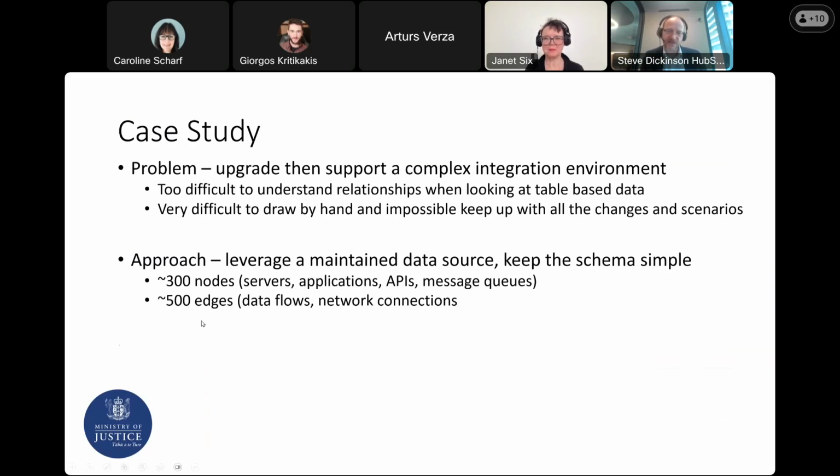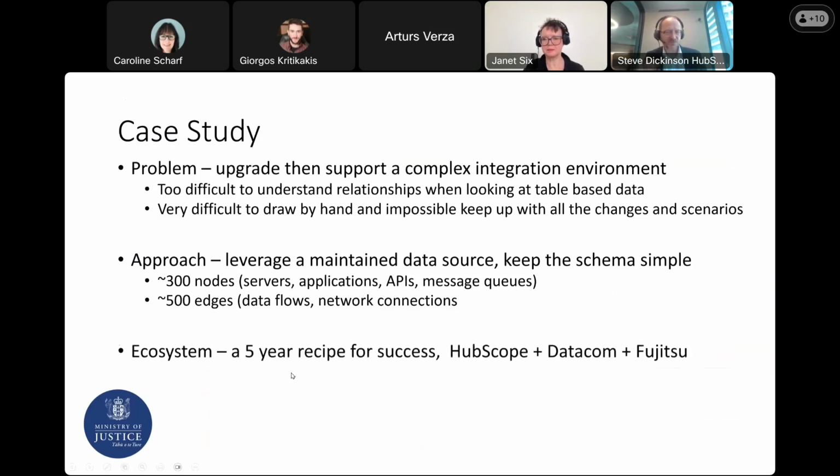A bit of some statistics. There are about 300 nodes, which consist of servers, applications, messages and things, and about 500 relationships. As for the success of this, it's been running there for 5 years, and they've renewed every 5 years. They've just renewed. It's a partnership between HubScope providing data-driven visualization and Datacom, who are the services partner who manage the data on behalf of the Ministry of Justice.